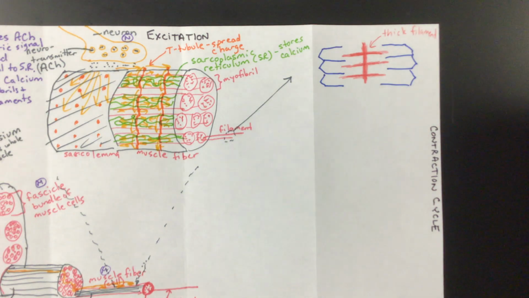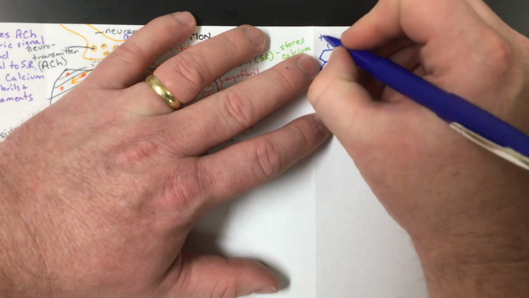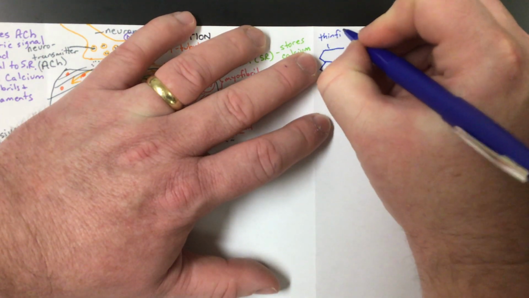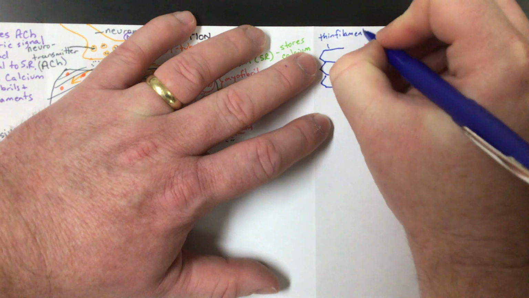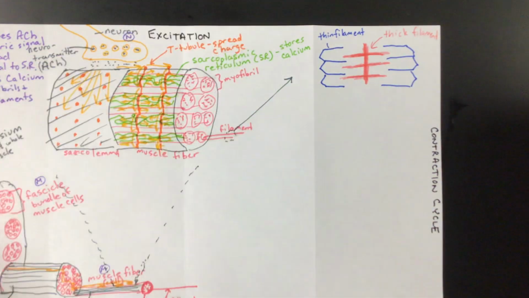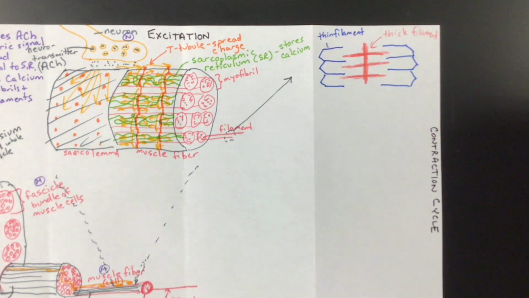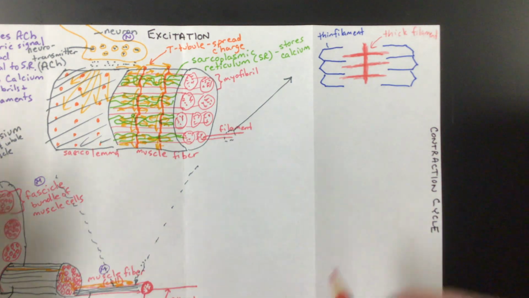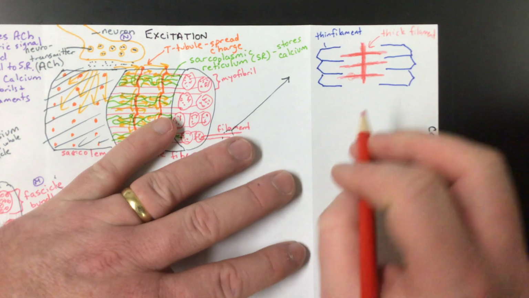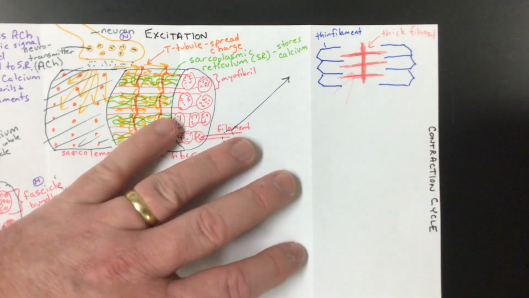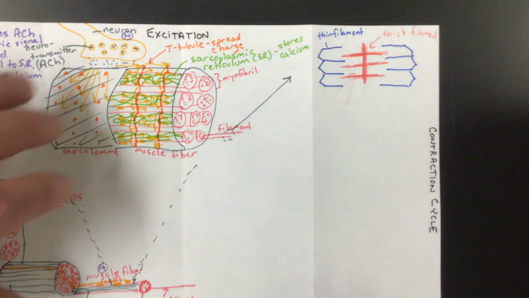So they kind of interlace with one another, like if your fingers do that. So let's label our thin filament, that are made of actin. And now I want to zoom in on some of the specialized structures of the proteins that make these up. So let's zoom in on one area right here of a thick filament.